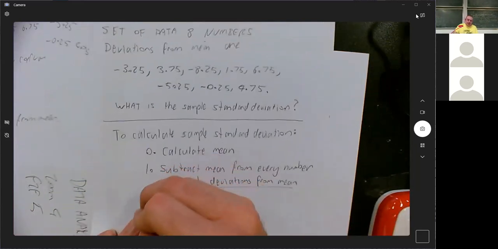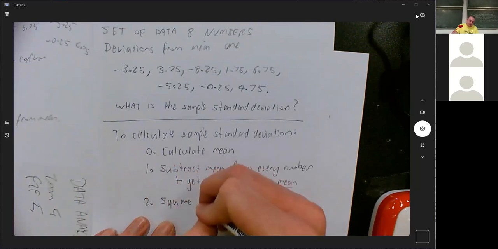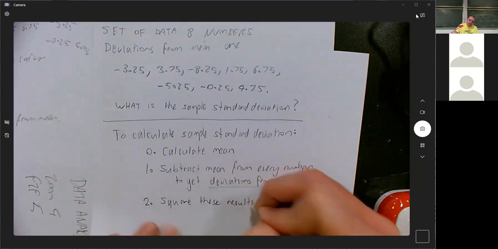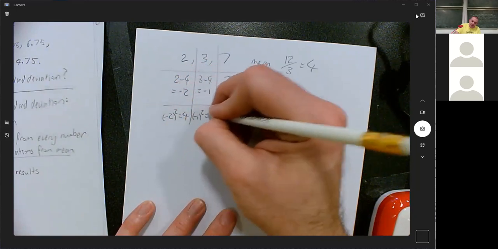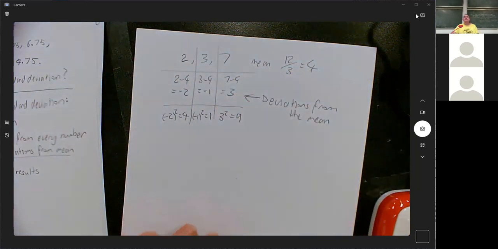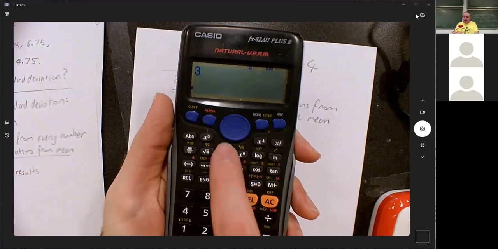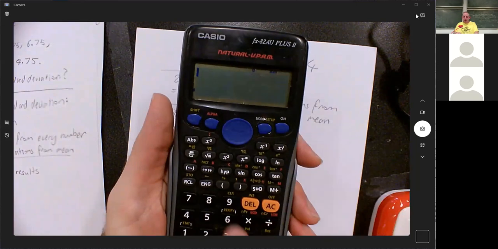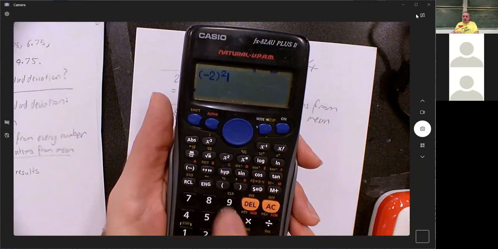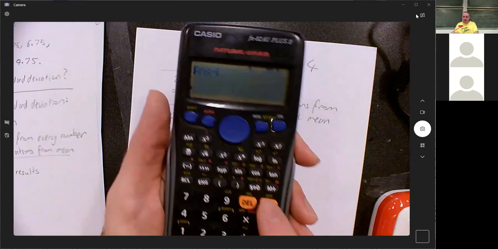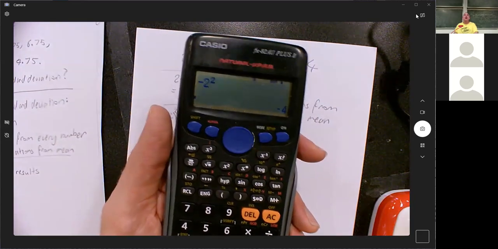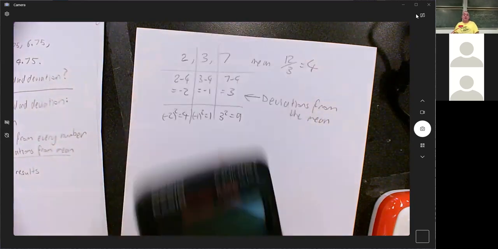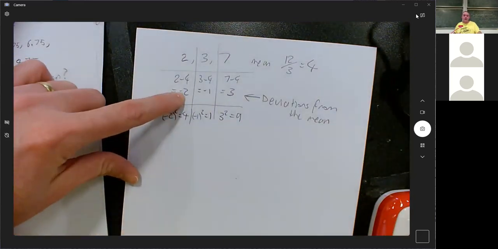Then you take those answers and you square them all. Minus 2 squared is 4, minus 1 squared is 1, and 3 squared is 9. Most graphics calculators have a squared button. Be really careful: you need to include the minus 2 inside the brackets so that it gives 4, because otherwise it will do the squared first and then the minus. Or know that the minus is going to go away when you square it, so just square the 2, it'll be fine.